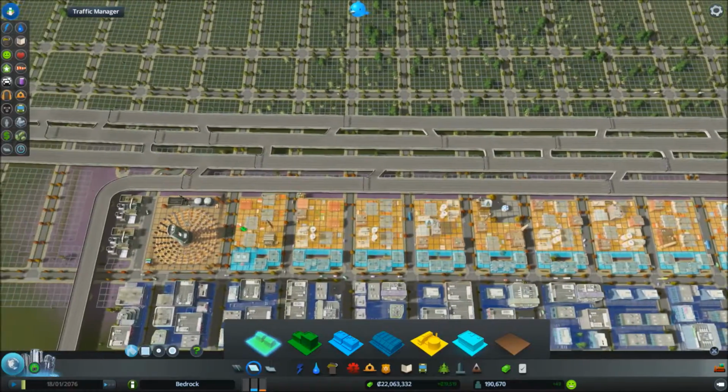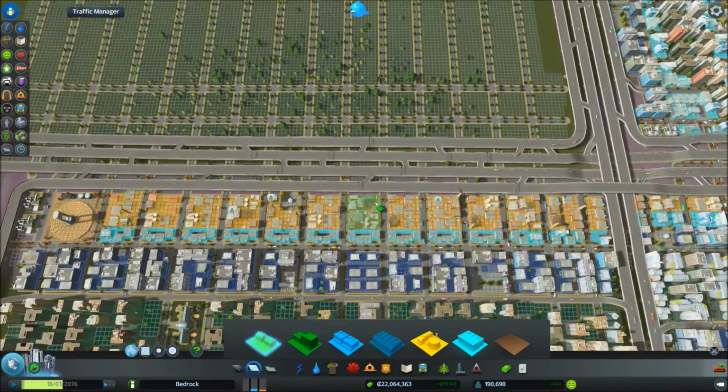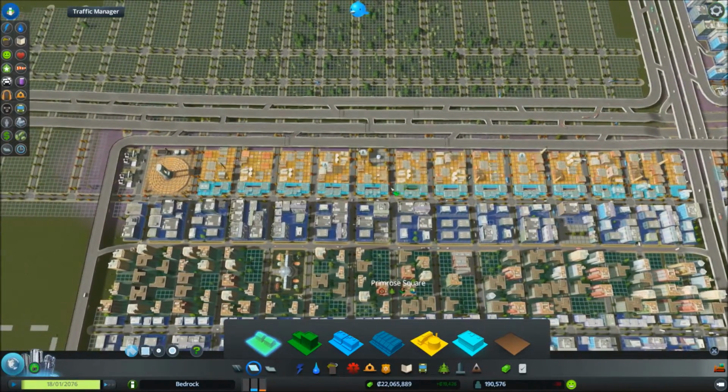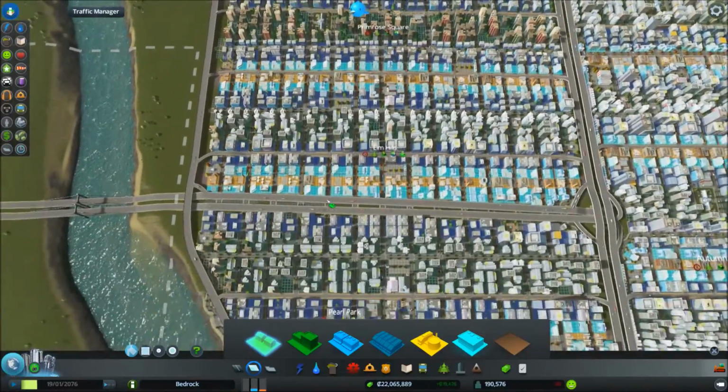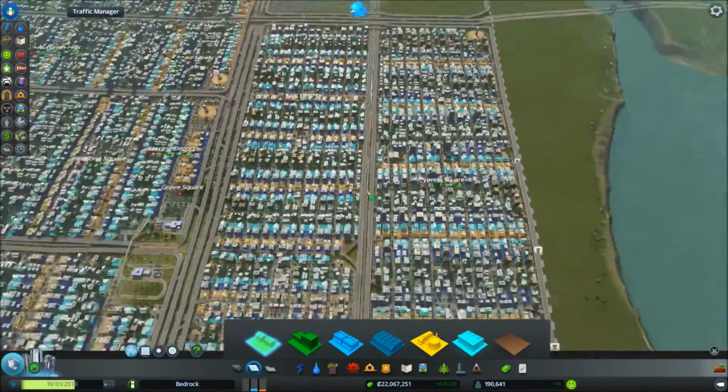I did a triple line of industry here to make sure that I would definitely have enough goods for my commercial sector. Now this will mean that a lot of traffic will be here in these streets, but hopefully it won't create any bottlenecks. Now on to the remainder of building up this area here.